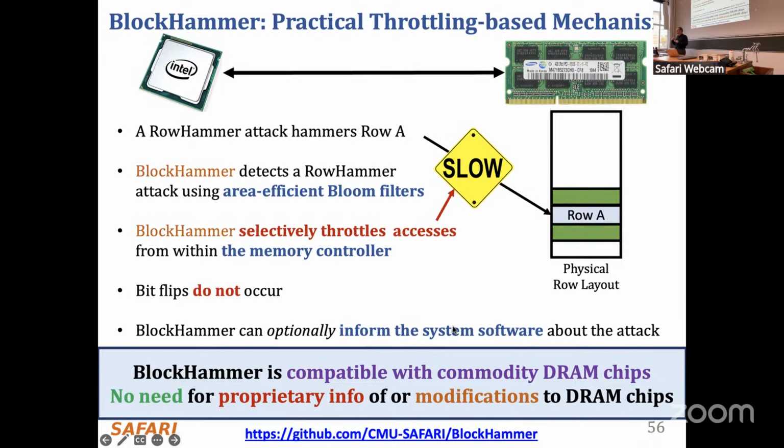We actually had a RowHammer likelihood index that we introduced in this paper, which is an index that quite accurately predicts whether a RowHammer attack is going on. Okay, that's the idea. Implementation requires more work.